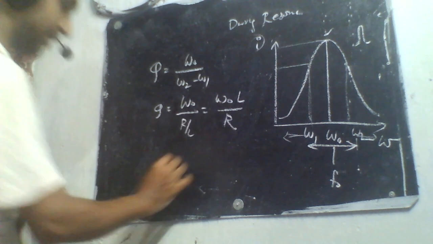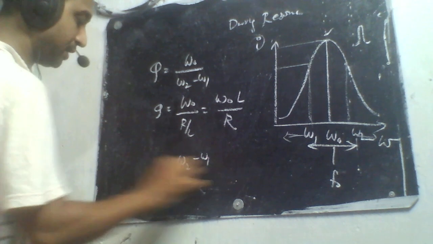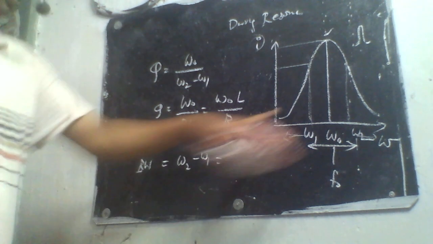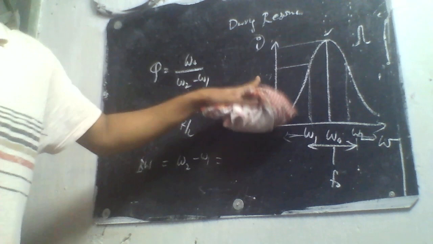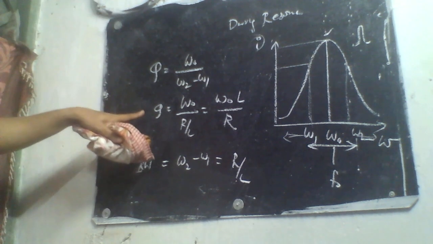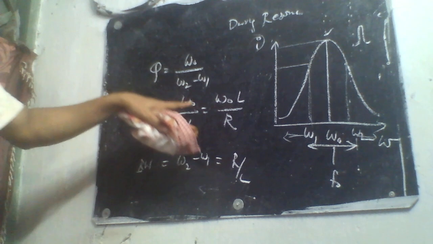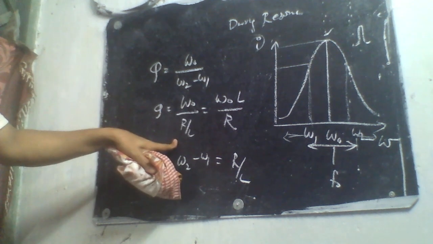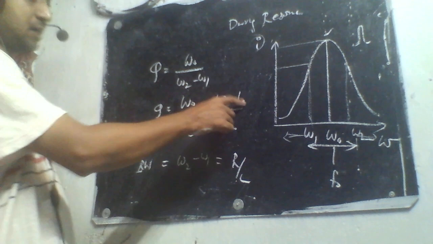So earlier I wrote omega 2 minus omega 1 is called the bandwidth. It is the difference of the frequencies where the net power becomes half. It was equal to R by L, and quality factor is equal to the resonant frequency divided by the bandwidth, which will be equal to omega 0 L by R.